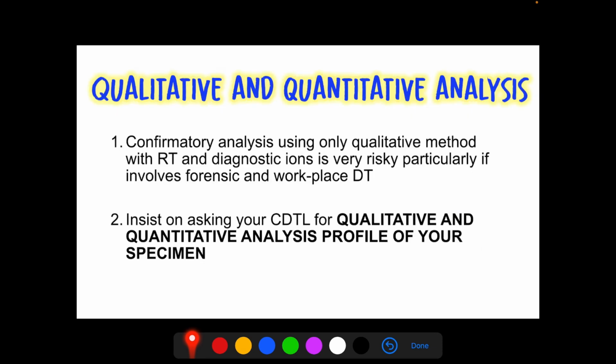And also for qualitative and quantitative analysis, confirmatory analysis using only a qualitative method with retention time and diagnostic ions is very risky, particularly if it involves forensic and workplace drug testing. So you can insist on your CDTL or confirmatory drug testing laboratory for qualitative and quantitative analysis profile of your specimen.